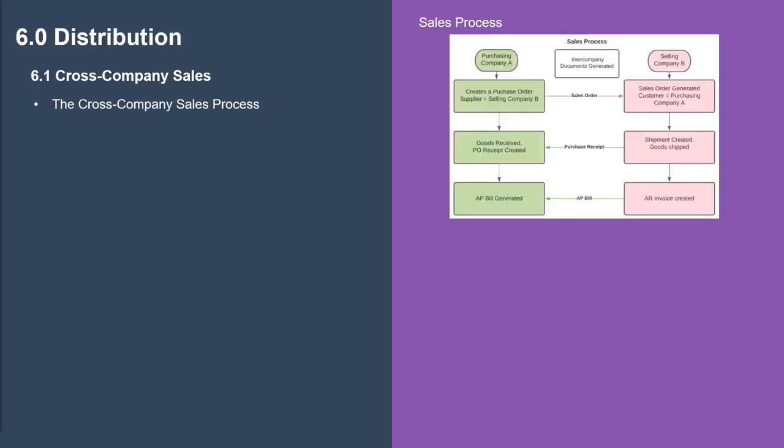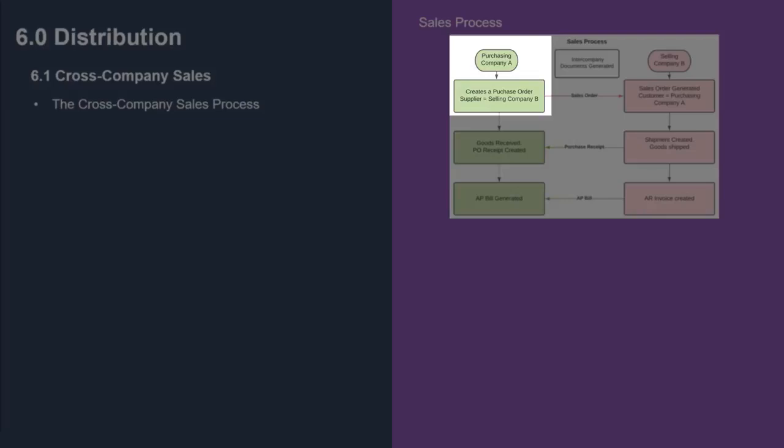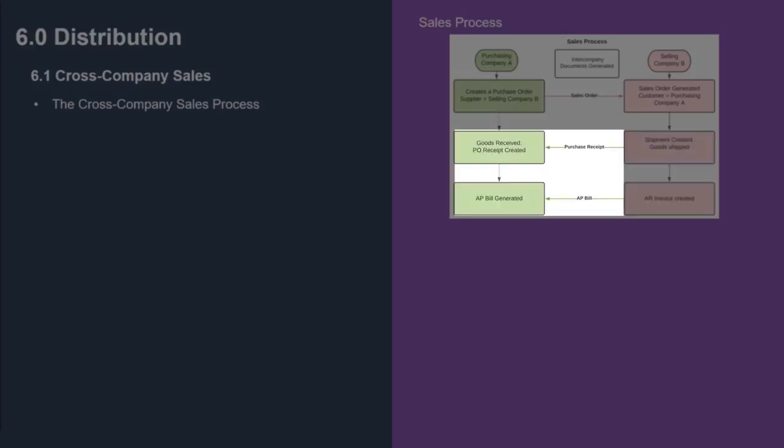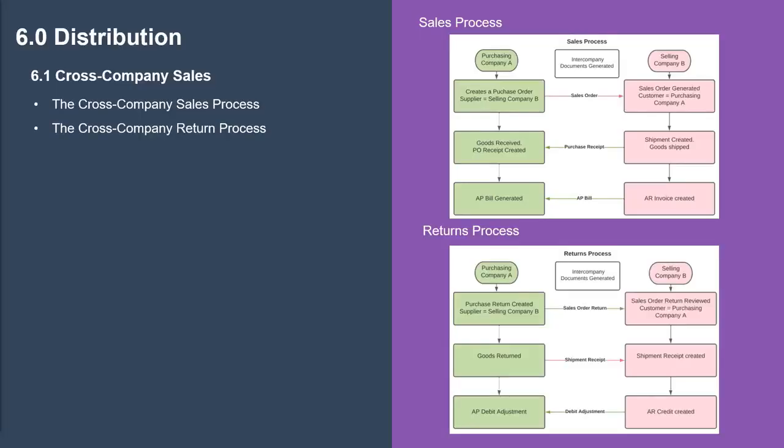During the cross-company sales process, a purchase order is entered with the selling company specified as the supplier. The sales order can be generated from an action on the purchase order or, for large quantities of cross-company sales orders, via a Generate Intercompany Sales Order mass processing screen. The sales order goes through the normal process in the supplying company with a shipment and an AR invoice being created. The purchase receipt is generated and the AP bill created. The return process does the reverse, generating a sales order return and a debit adjustment.